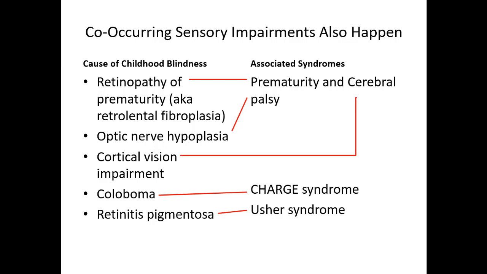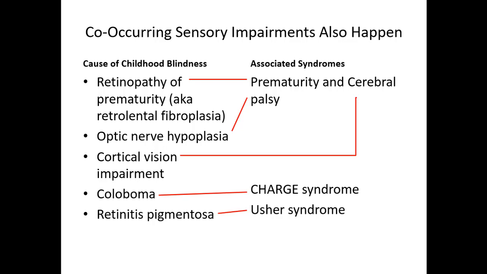This slide here shows you some examples of causes of childhood blindness that are associated with different disabilities that can result in severe communication disorders. The three most common causes of childhood blindness, retinopathy of prematurity, optic nerve hypoplasia, and cortical vision impairment, are all generally associated with either prematurity or cerebral palsy, and can have a high co-occurrence with complex communication needs.